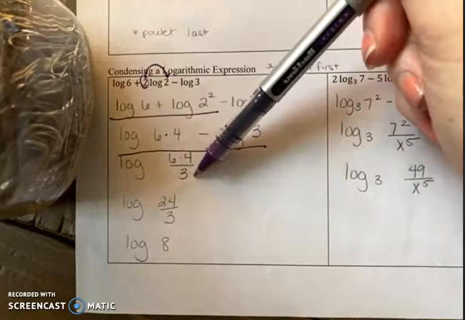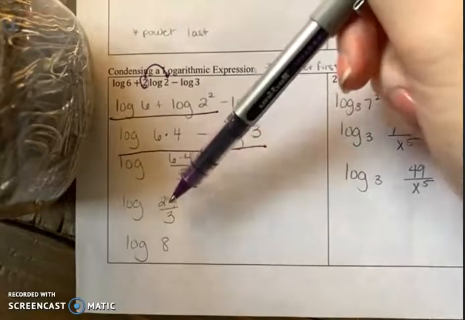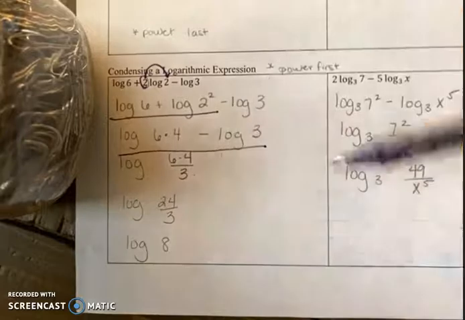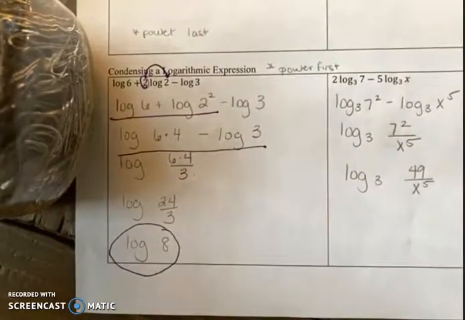I can clean that up though. 6 times 4 is 24. 24 divided by 3 is 8. So the final answer is the log of 8.